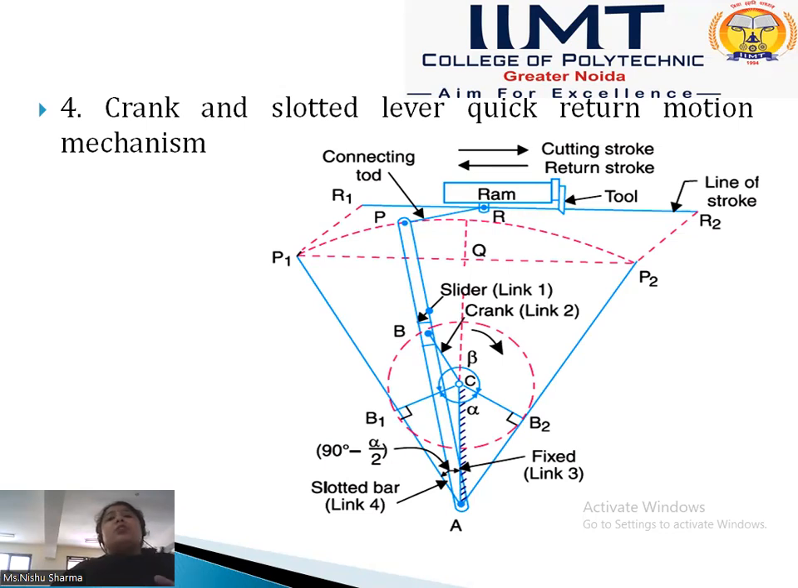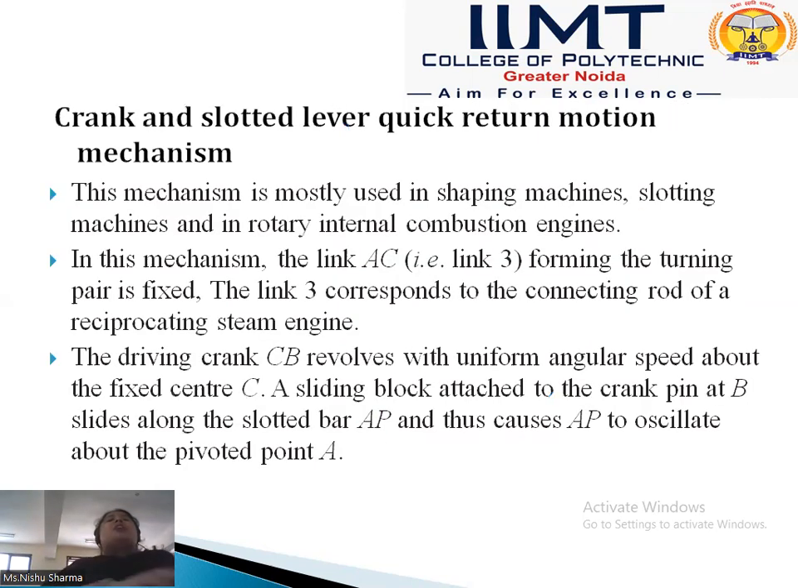In the ram a tool is used, and when the tool moves in the forward direction, we have a cutting stroke and the material is cut, so it is also known as the forward stroke, cutting stroke, or working stroke, because material is cut in this stroke. When the tool moves in the backward direction, that is called the return stroke. In this stroke no material is cut, so it is also known as the backward stroke and idle stroke. This mechanism is mostly used in shaping machines, slotting machines, and rotary internal combustion engines.